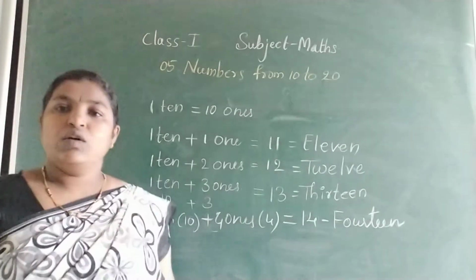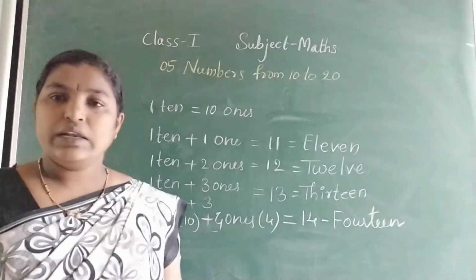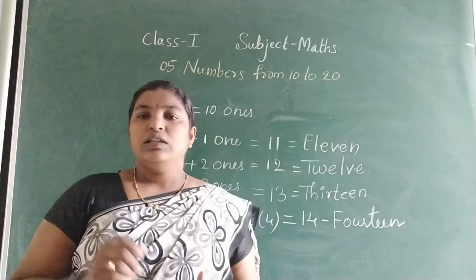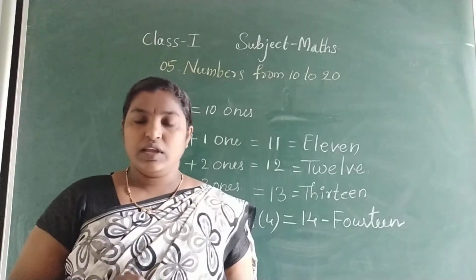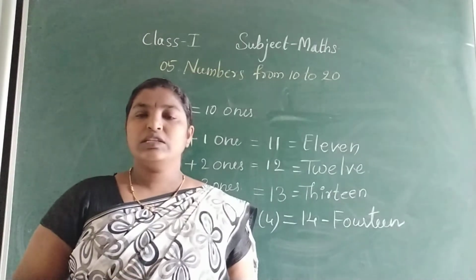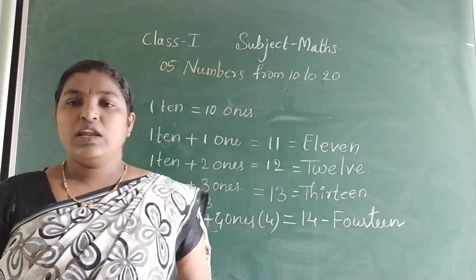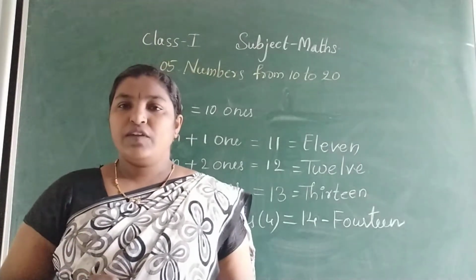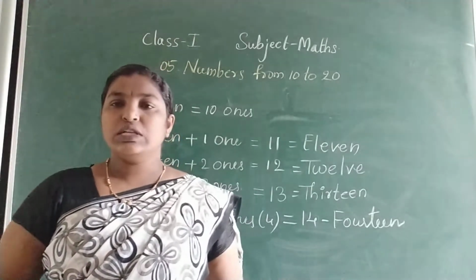So how are the two digits forming? By adding 1 ten plus 1, that is 11. 1 ten plus 2 ones is equal to 12. 1 ten plus 3 ones is equal to 13. 1 ten plus 4 ones is equal to 14. 1 ten plus 5 ones is equal to 15. 1 ten plus 6 ones is equal to 16.